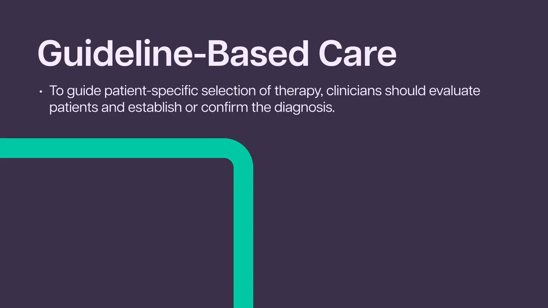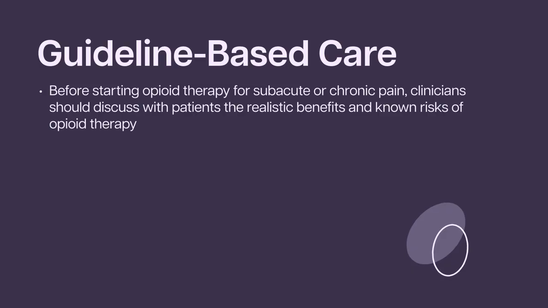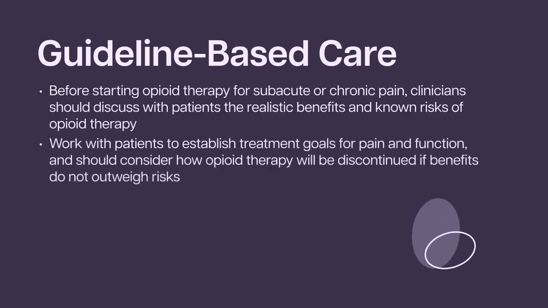Well, especially if the patient is new to you, but even if you've been seeing them for a while, it's a good idea to confirm your diagnosis and make sure there's not some other pain driver or some other diagnosis that's been missed. And again, before starting opioid therapy for any kind of pain, especially chronic pain, make sure the patient has a realistic idea of the benefits they can expect from opioid therapy. Work together with the patient to establish treatment goals for pain and function. What would they like to be able to do that they can't do now? And consider how opioid therapy will help them reach those goals, if it will at all.